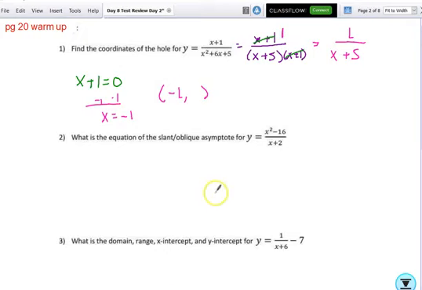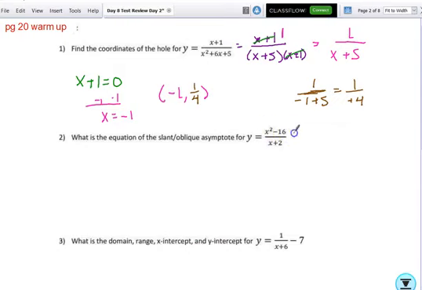So to find the y-coordinate of the hole, I take my negative 1 and substitute that into x in the condensed function. Oh, that's positive, so we get 1/4. For number 2, we have to divide for the slant asymptote.